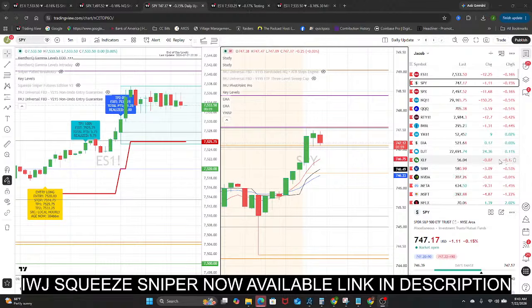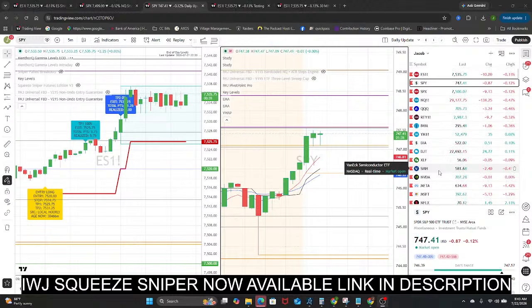Transports have turned green. Banks are flat. SMH down only 3 points. So not anything crazy on the SMH. It's down about 0.5%. Usually, if it's a bad day, it's going to be down 2% or more. If it's a big green day, it'll go up 2% or more. SMH is the backbone of the market right now as far as who's pushing the market around.